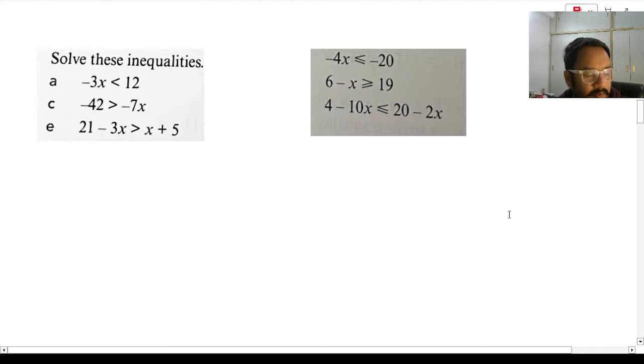To solve this type of inequalities, what we generally do. Hi Harsh, how are you? I can see you. Yes, please study and do not make any unnecessary comments.